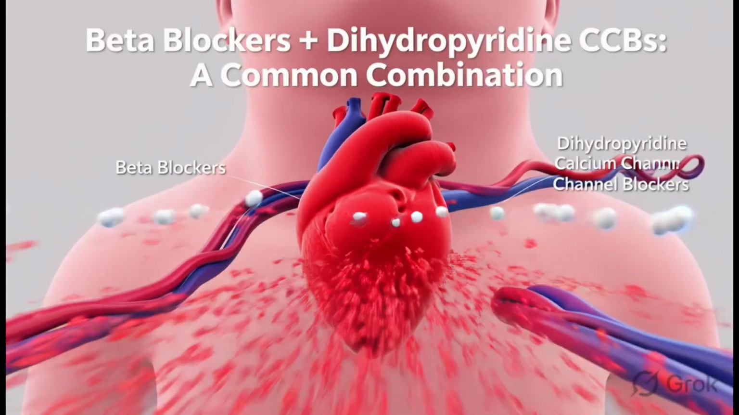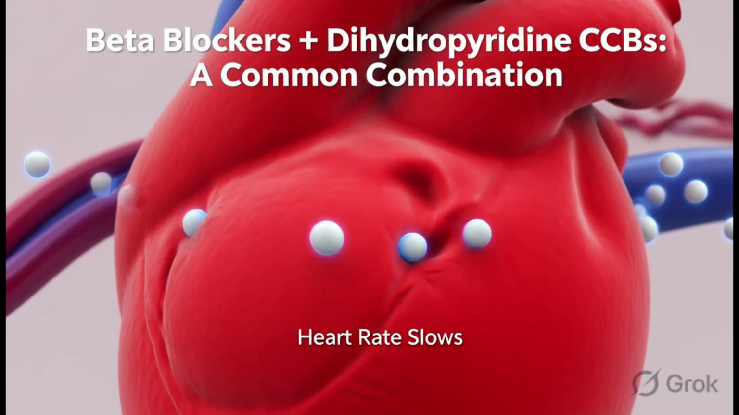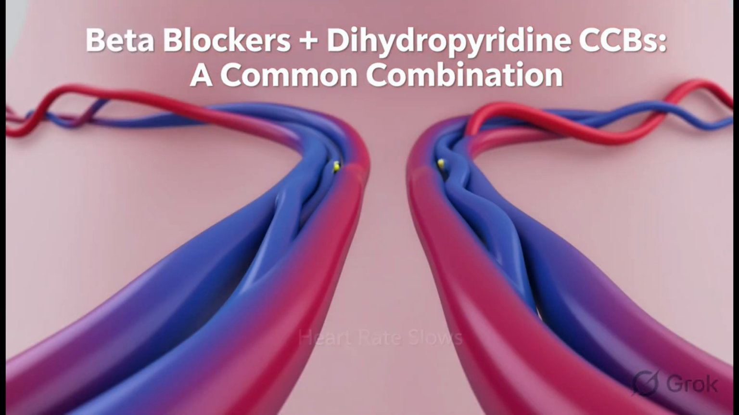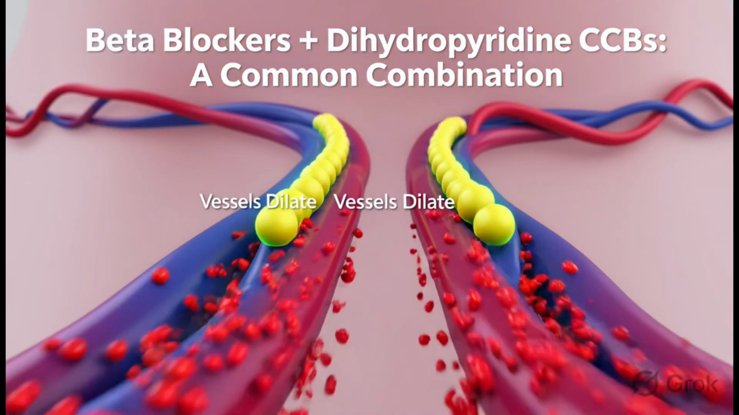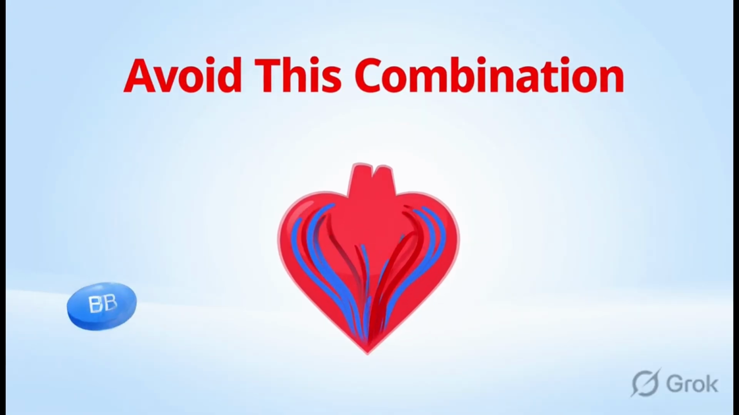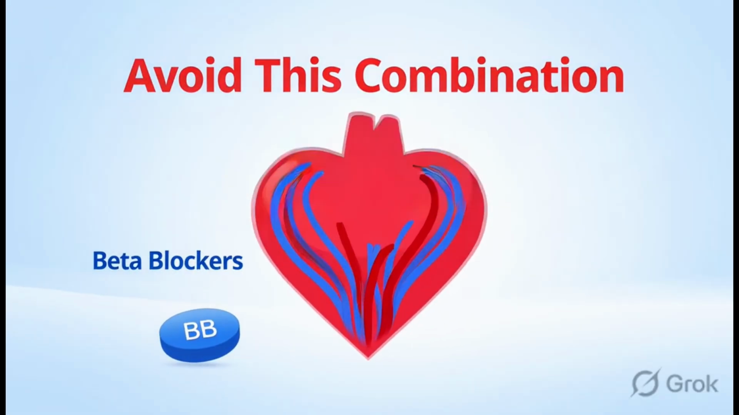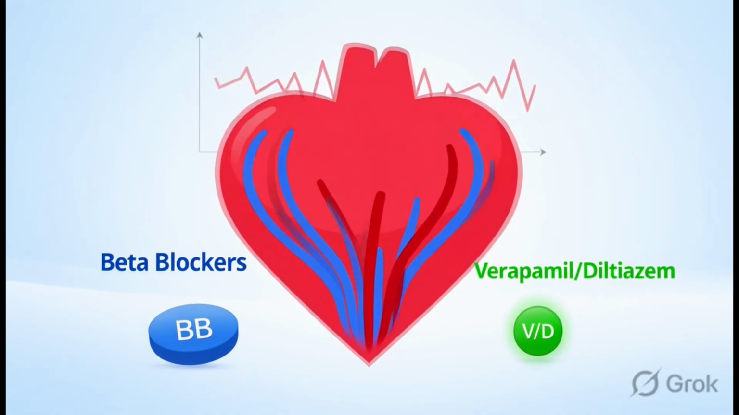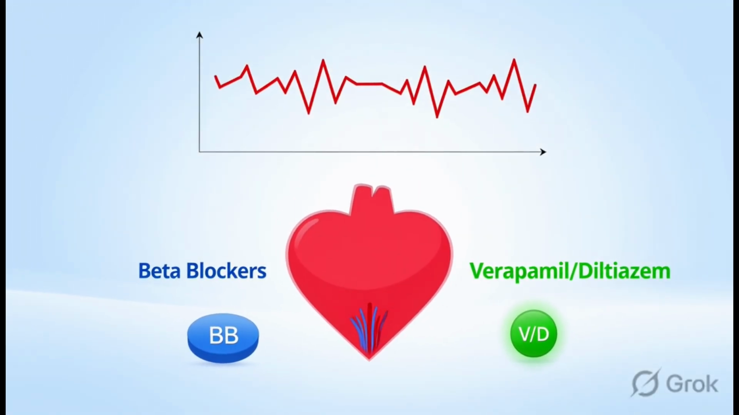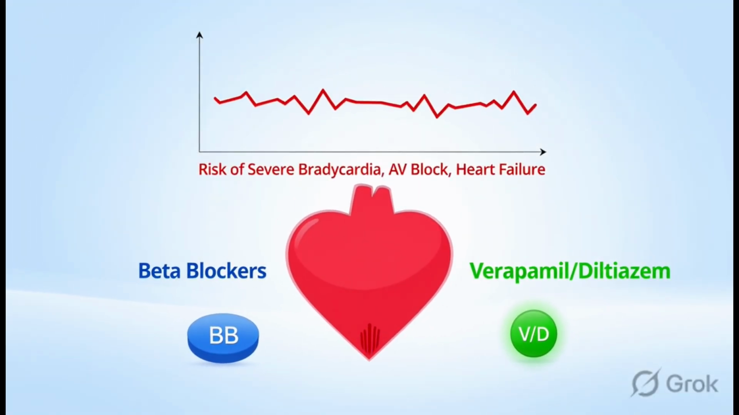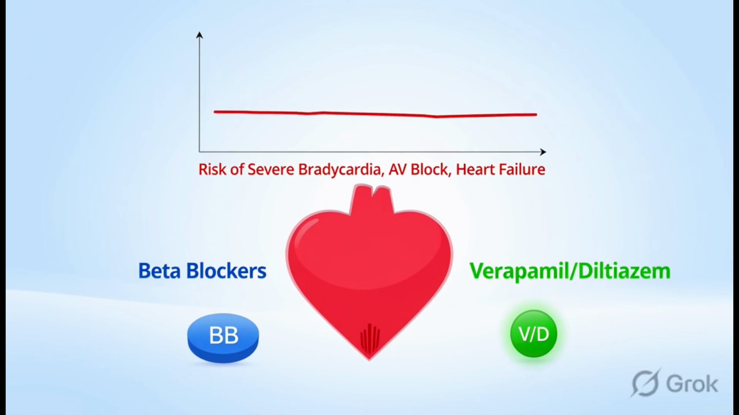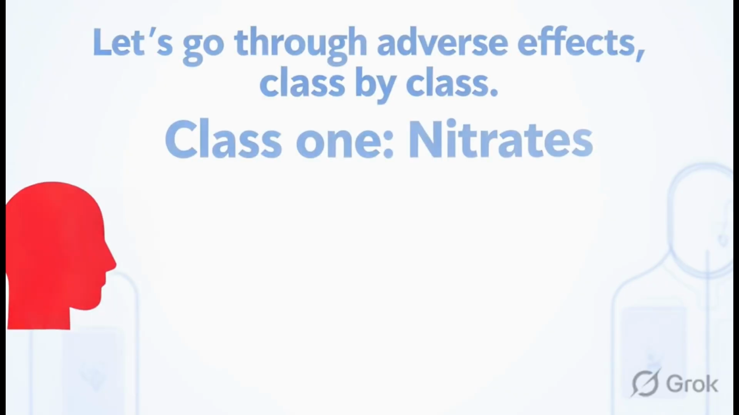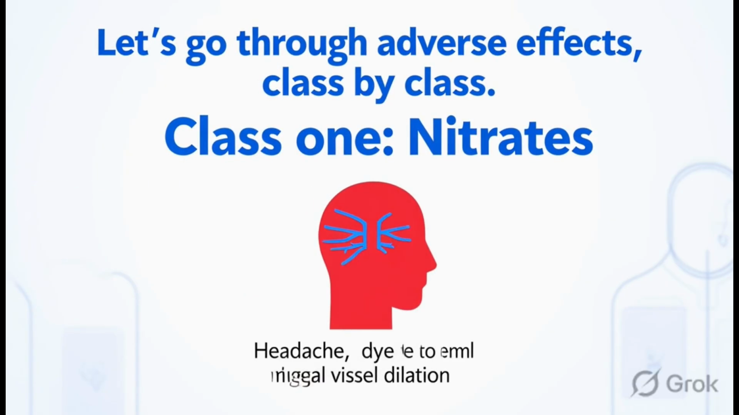Beta blockers plus dihydropyridine calcium channel blockers is another commonly used and effective combination. However, one combination should generally be avoided: beta blockers together with verapamil or diltiazem. Both reduce heart rate and contractility, so combining them significantly raises the risk of severe bradycardia, AV block, and heart failure. Let's go through adverse effects class by class.